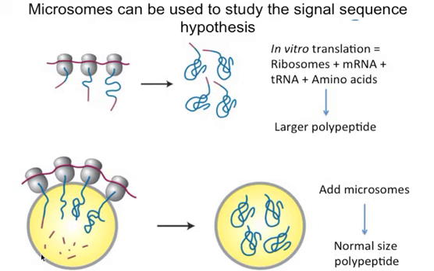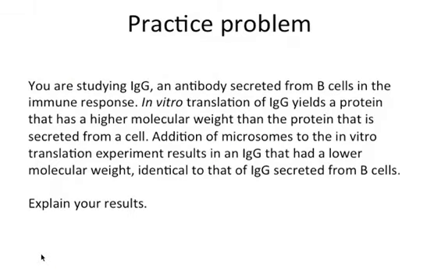Okay. Questions? Okay. Here's a practice problem for you. So everyone get ready to talk to your partner. You're studying IgG, an antibody secreted from B cells in the immune response. In vitro translation of IgG yields a protein that has a higher molecular weight than the protein that's secreted from a cell. Addition of microsomes to the in vitro translation experiment results in an IgG that has a lower molecular weight, identical to that secreted from B cells. Explain these results. So sit, read, think, chat.